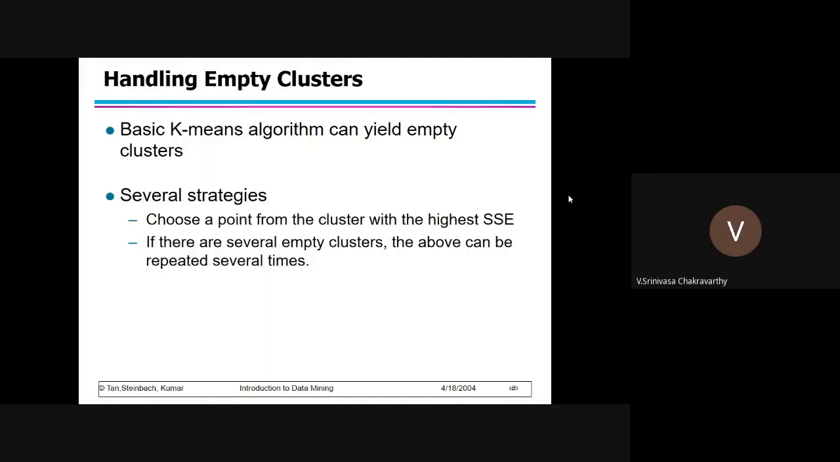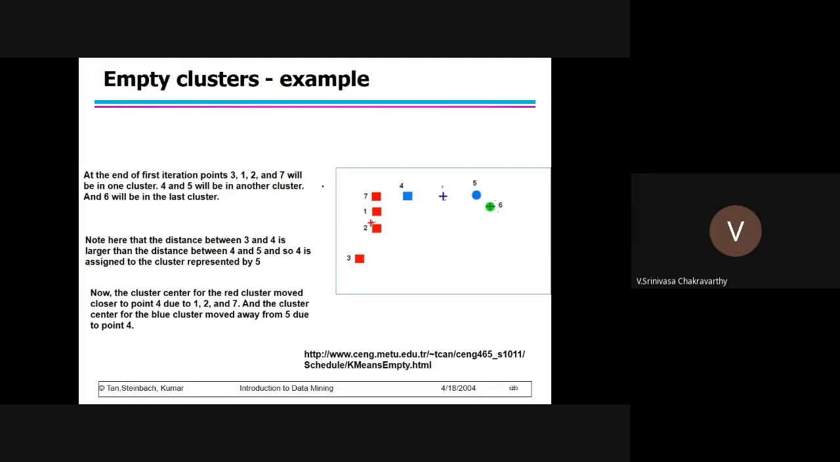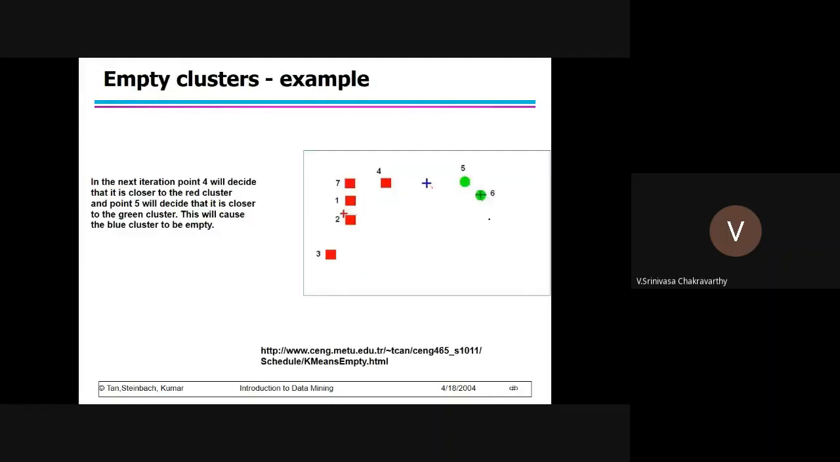And one of the problems with k-means clustering is it can yield empty clusters. So at the end of clustering, some centroids may not have any points at all. So we looked at this example where we start with 7 points, and initially start with these 3 clusters, the red one, blue one, and green one. And finally, we found that the blue one has no points at all. It's in the middle of nowhere. So in fact, another standard feature of k-means clustering is that the solution that you get may not be unique.